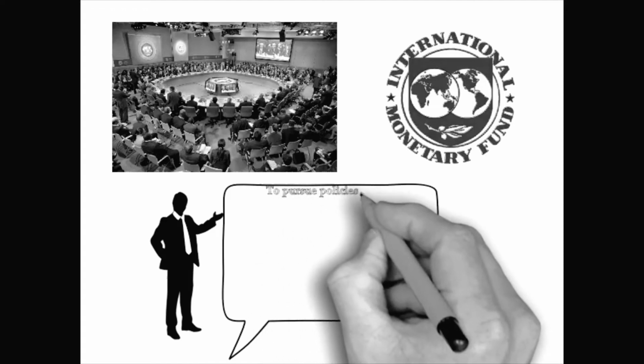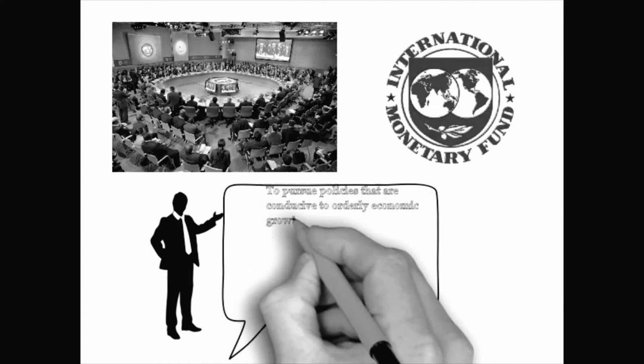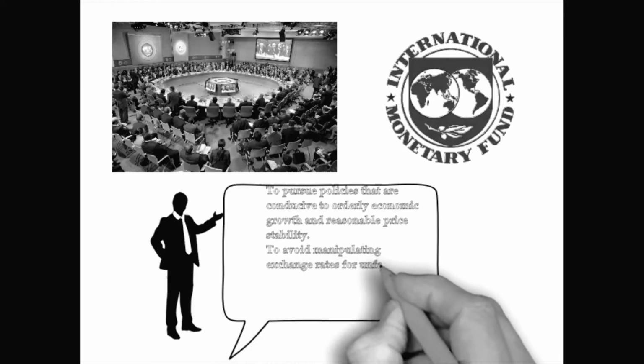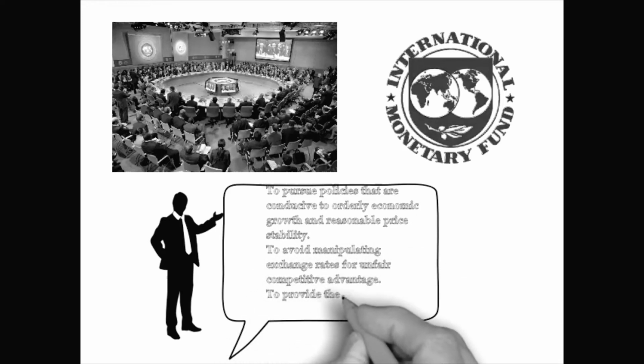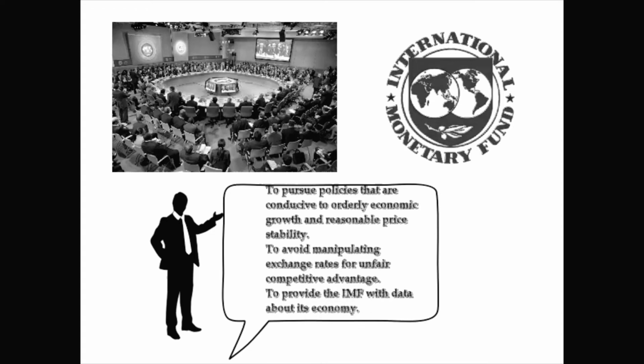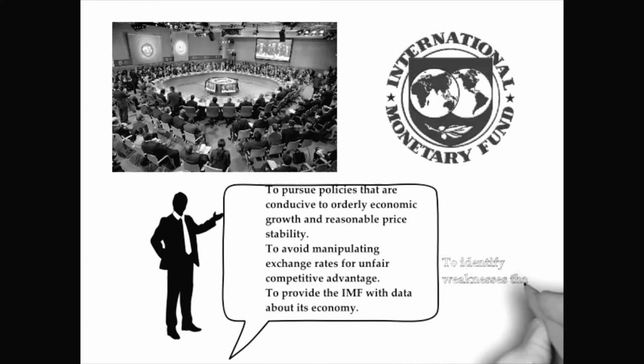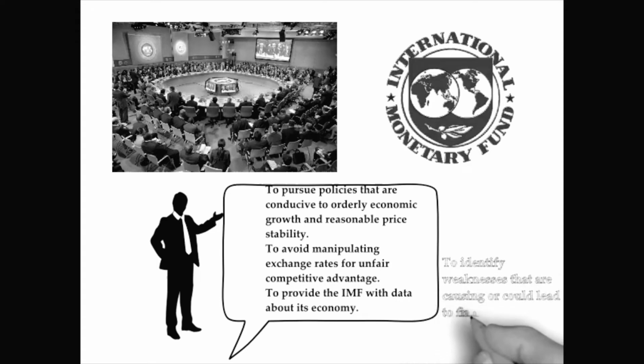The IMF's regular monitoring of economies and associated provision of policy advice is intended to identify weaknesses that are causing or could lead to financial and economic instability. This process is known as surveillance. Country surveillance is an ongoing process that culminates in regular, usually annual, comprehensive consultation with individual member countries, with discussions in between as needed. The consultations are known as the Article 4 consultation because they are required by Article 4 of the IMF's Articles of Agreement.